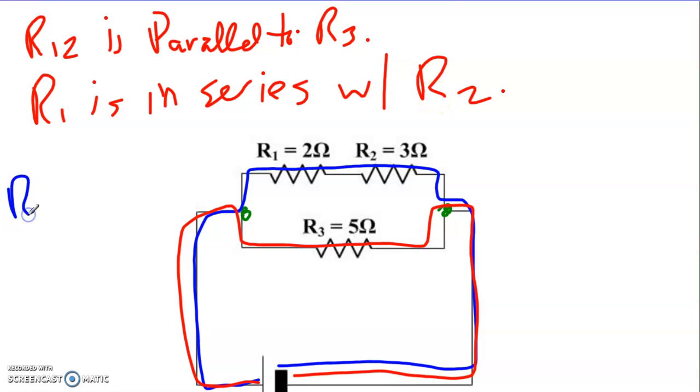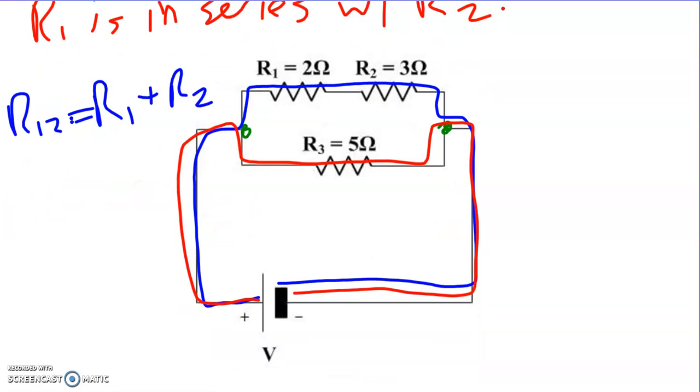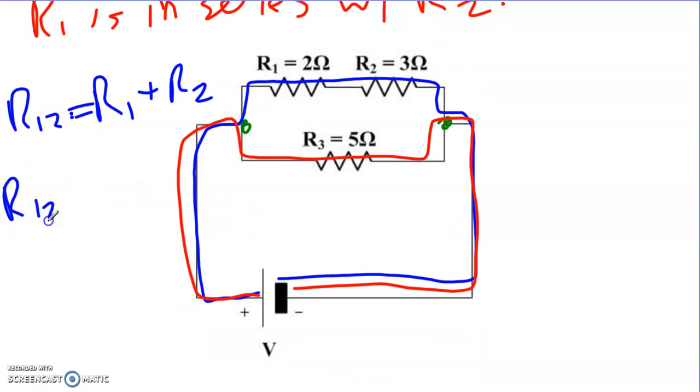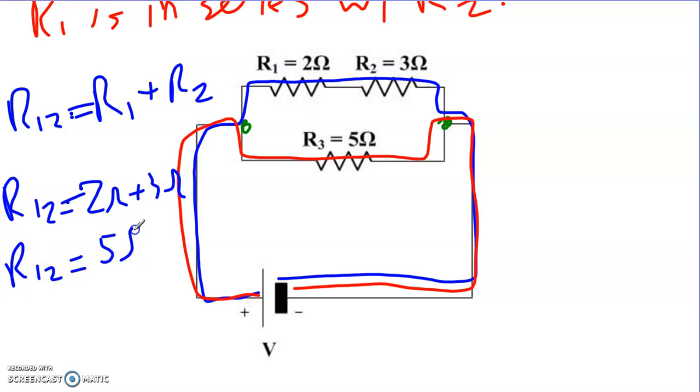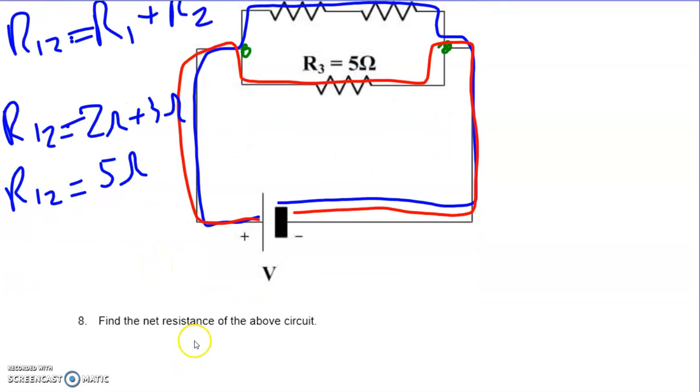So R12 is equal to R1 plus R2. So R12 is that 2 ohms plus 3 ohms. So R12 is 5 ohms. So that is R12. And if we were to reimagine the circuit, here's what it would look like.